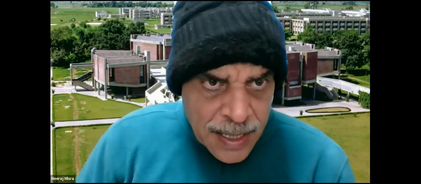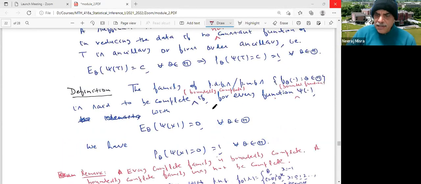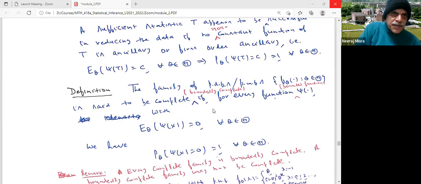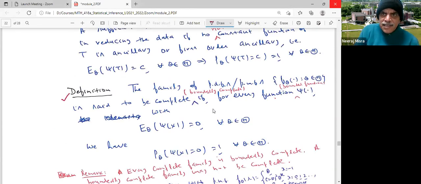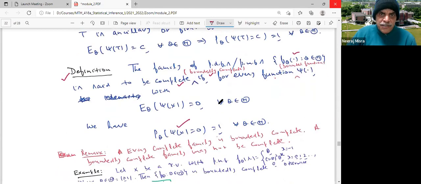This notion of ancillary led us to the concept of completeness, and we talked about the completeness of a family of PDFs. I say a family of PDFs f theta, theta belonging to capital Theta, is said to be complete or boundedly complete if for any function psi, or for any bounded function psi, depending on whether we are talking about completeness or bounded completeness, expected psi X equal to 0 implies that psi X is 0 with probability 1.